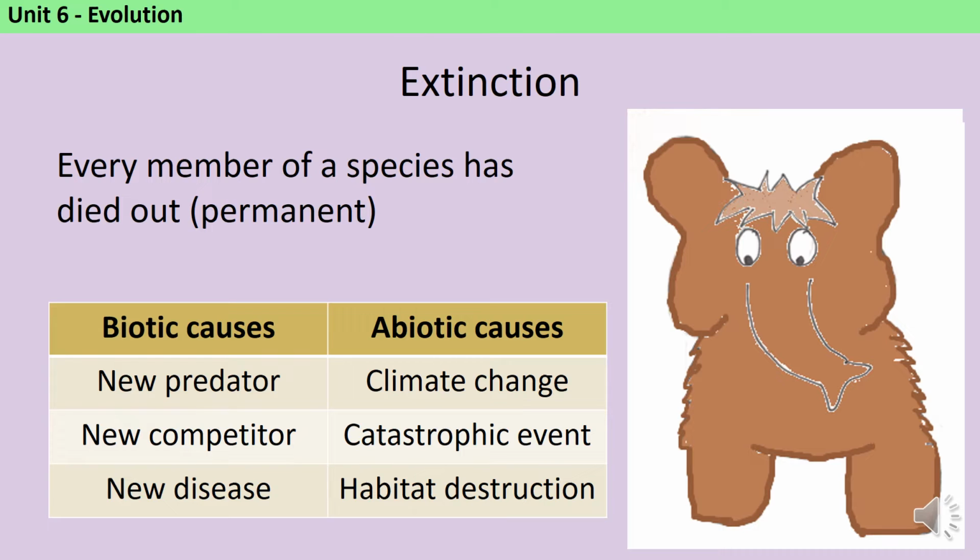Alternatively, the abiotic cause could be a single catastrophic event, like a volcanic eruption or an asteroid collision. Finally, it could be habitat destruction, either because of climate change, something like the polar ice caps melting, or just because of human destruction, so how we're cutting down large swathes of the Amazon rainforest.